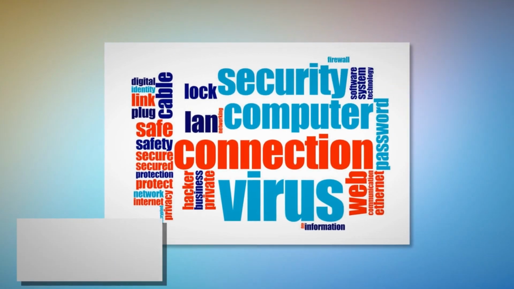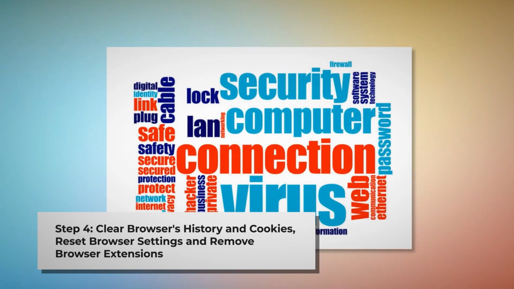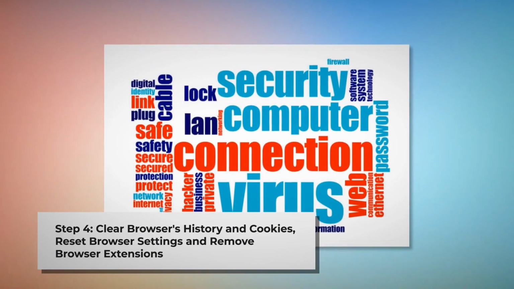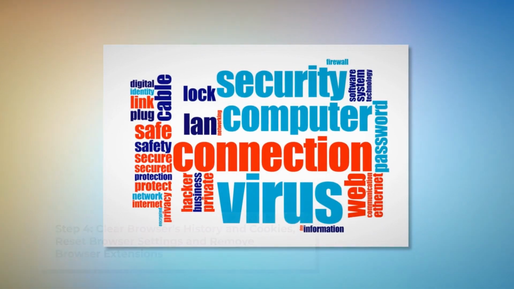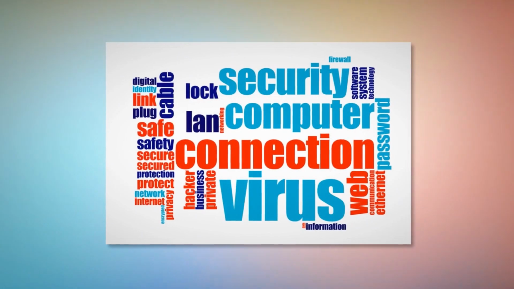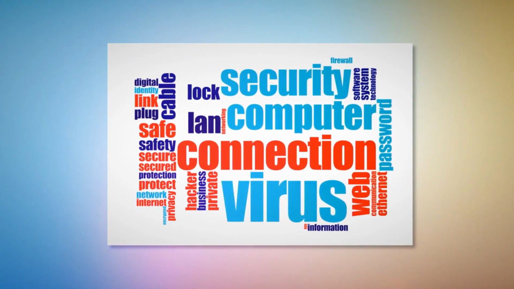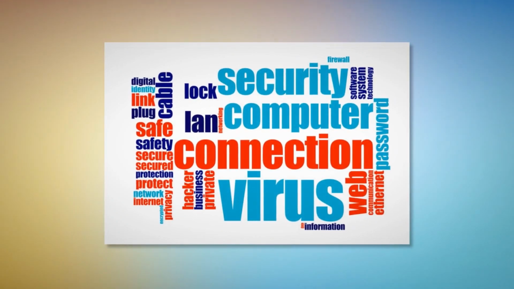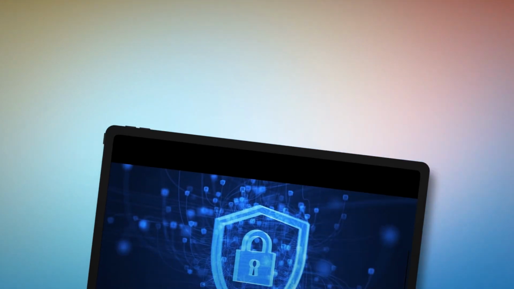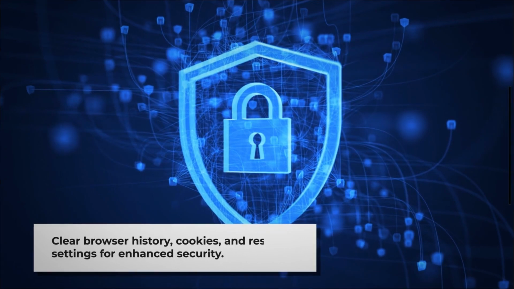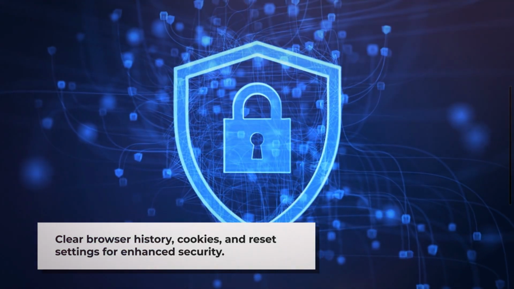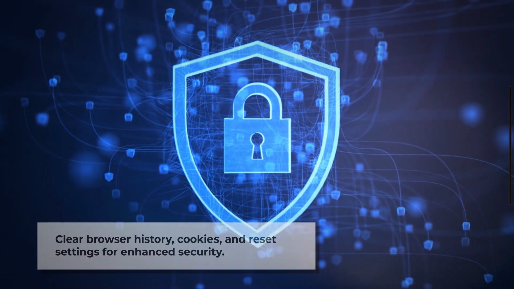Step 4. Clear browser's history and cookies. Reset browser settings and remove or disable unknown browser extensions to be safe from adware. Once you delete the harmful files as mentioned in step 3, you should delete malicious or unknown extensions from your browsers like Safari, Chrome, Firefox, Opera, and so on, whichever you are or were using. You should also delete browser history and cookies from your browser, and need to reset your browser. Note: before you reset your browser settings, it is always a good idea to back up your bookmarks.